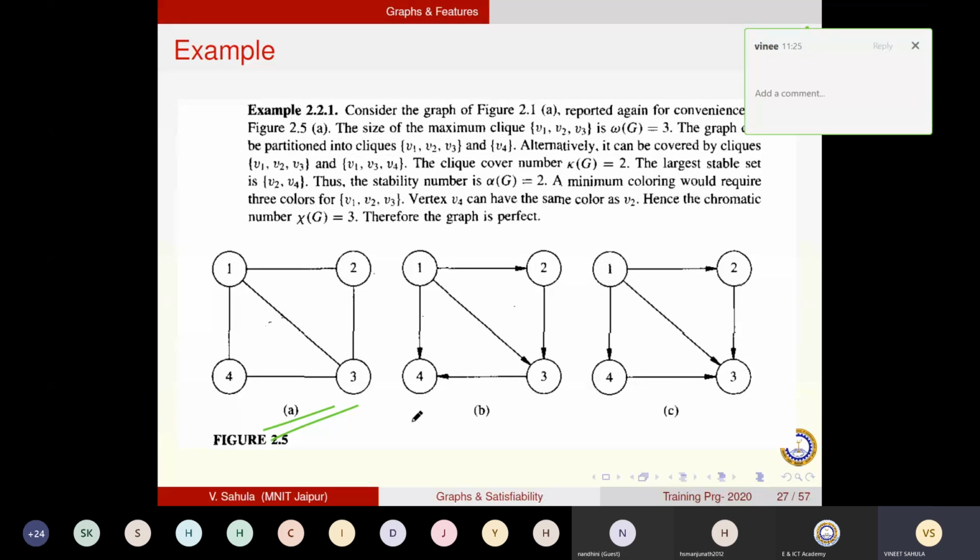First choose the 4, and 4 is connected to 1 and 3, so we cannot choose them. You have to choose 2 only. So there is one attempt. Had you chosen 1, the independent set size would be 1 only. So the maximum size for independence is 2. It is called the stability number. You get me? Stability number is 2. Is it okay?